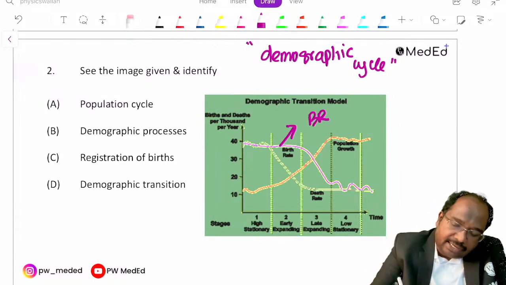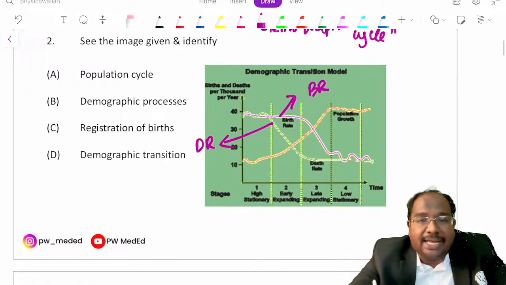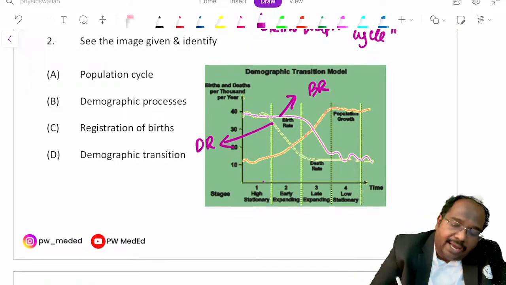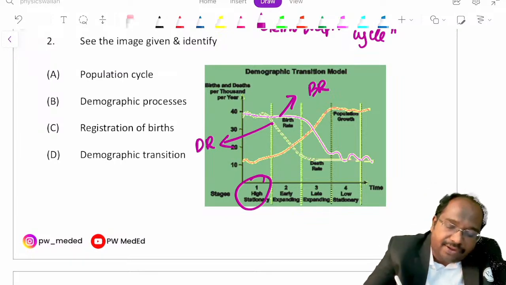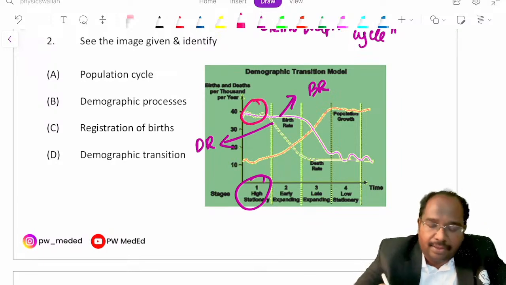This is the second one. This is based on birth rate and death rate. It has so many stages. One is high stationary. High stationary means the country is having high birth rate and high death rate. Look at here, the birth rate is very high, and the death rate is also very high.